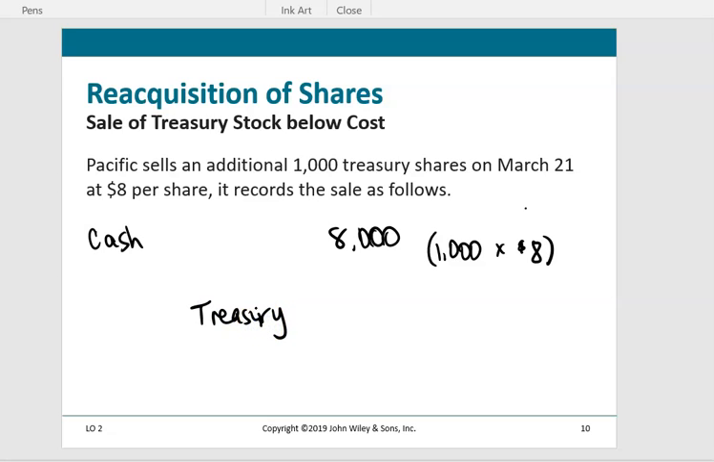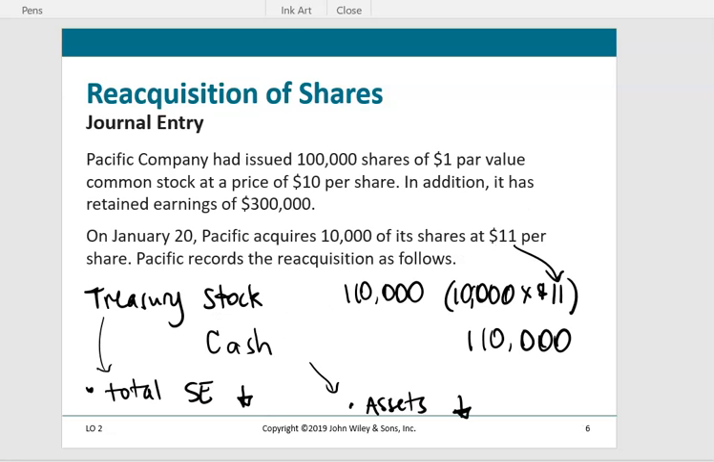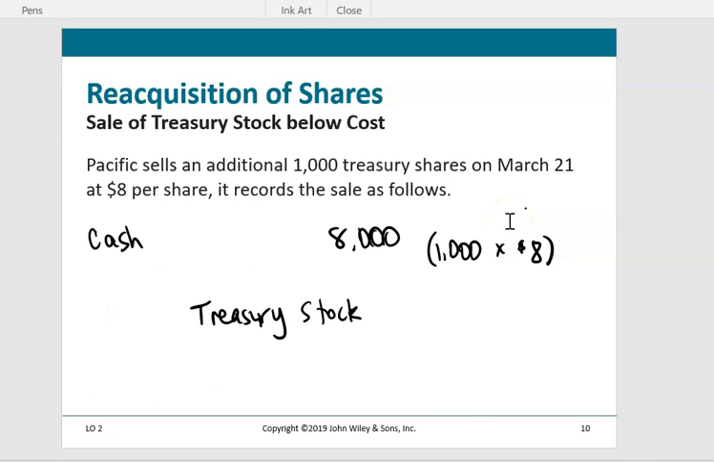When we bought back our common stock, we debited treasury stock. Now we are reissuing those treasury shares, so we're going to credit treasury stock at the cost. What did it cost us to buy those shares? Let's go back to that initial journal entry over here. We initially bought those shares when they went from common stock to now called treasury stock. When we bought them back, we bought them at $11 per share. Now we're reissuing them at $8 per share.